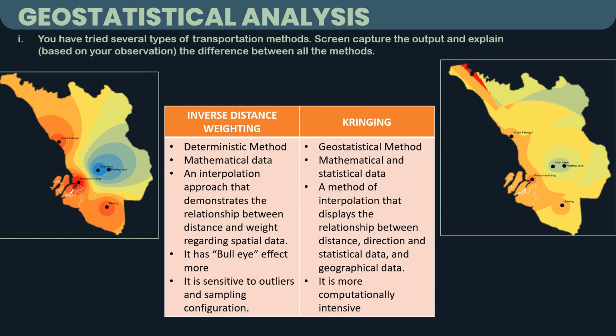So for kriging, it is a geostatistical method. It is also mathematical and statistical. A method of interpolation that displays the relationship between distance, direction, and statistical data and geographic data. It is more computationally intensive.